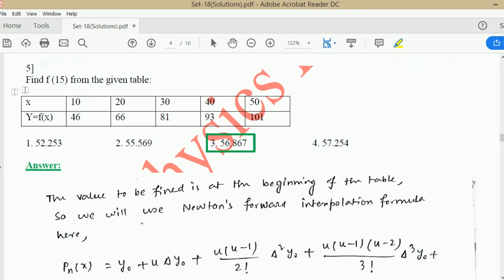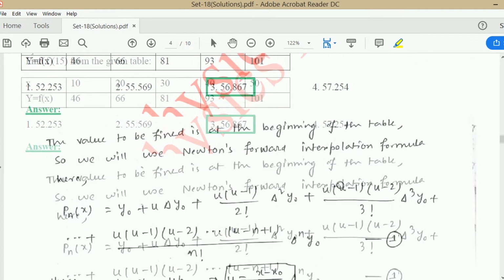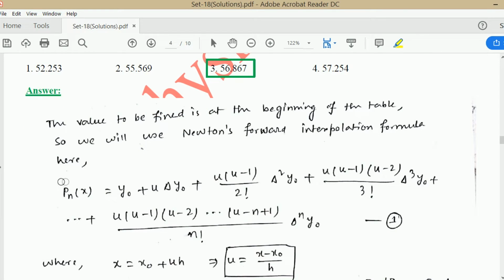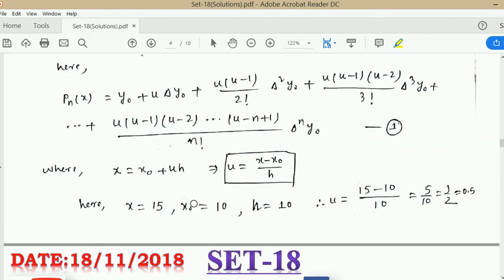As far as this problem is concerned, we have to find f(15), which is lying at the beginning of the table. So we are using Newton's forward interpolation formula, which is given by: Pn of x equals y0 plus u into delta y0 plus u into (u minus 1) by 2 factorial delta square y0 plus u into (u minus 1) into (u minus 2) by 3 factorial delta cube y0 plus and so on, where x equals x0 plus uh, therefore u equals (x minus x0) by h.